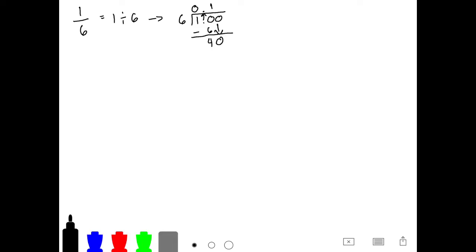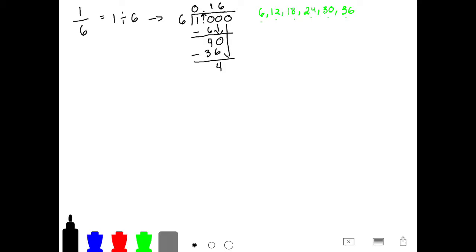How many times? Well, let's write out the multiples of 6. We have 6, 12, 18, 24, 30, and 36. So that'll be 1, 2, 3, 4, 5, 6. 6 goes into 40 6 times, because you don't want it to be greater than 40. You want it to be less than or equal to. In this case, we have it less than. So 40 minus 36 is 4.